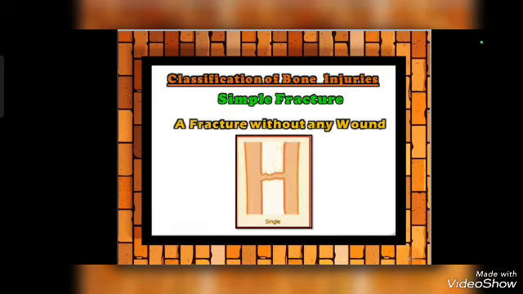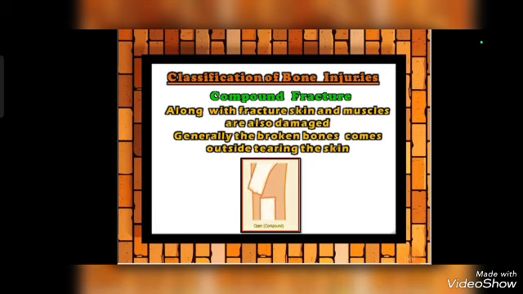Simple fractures are fractures without any wound. It is not complicated, it can be treated easily. Compound fractures are fractures where the skin and the muscles are damaged. The broken bones protrude outside, tearing the skin, causing bleeding and severe pain to the injured person.